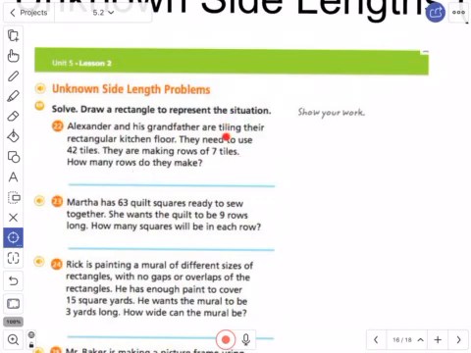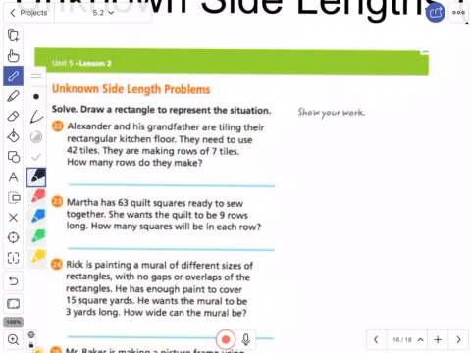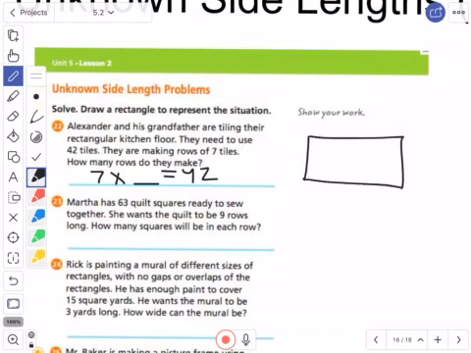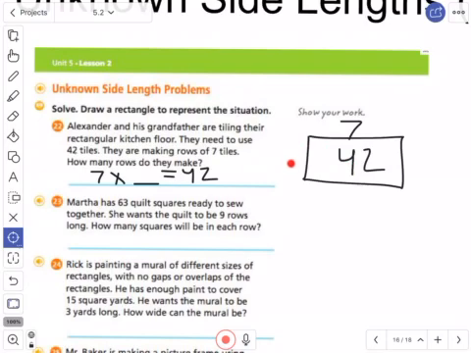Well, they're tiling. A tile is a square, and they're making rows. Rows, if you remember, is all about multiplication. So my equation here, I can either do multiplication or I can do division. I need to figure out how many rows. So it's going to be 7 times something equals 42. So I'm going to make my rectangle over here then. They're making rows of 7 tiles, so 7 goes in each. So I'm going to put 7 in my top, and we're going to put 42 in the middle, because that's my area. I have to figure out what goes in that spot.